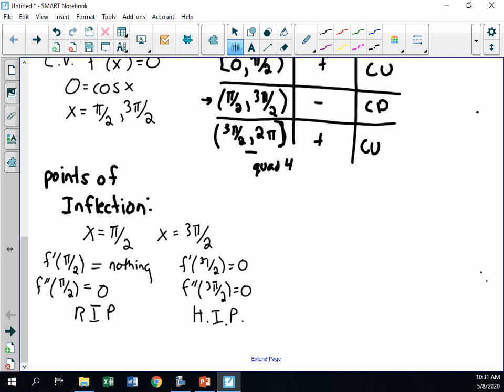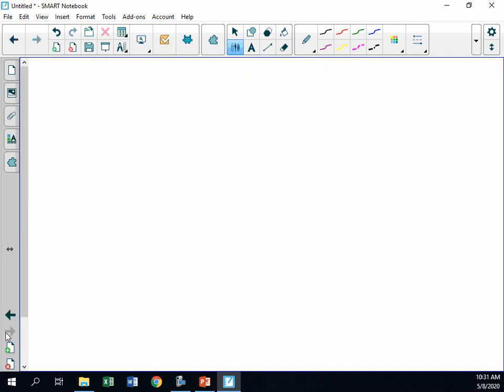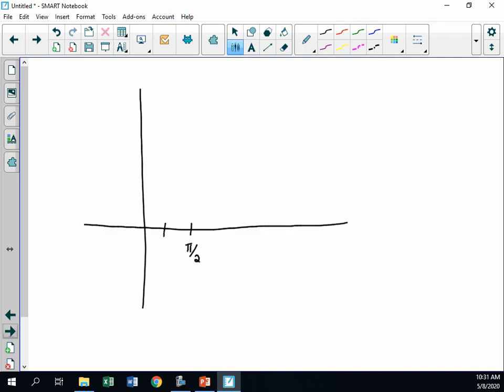So we know what those inflection points will kind of look like. So here we go, let's make a graph. What's interesting about this one is both our x and y's are going to be in radians, or in terms of pi.